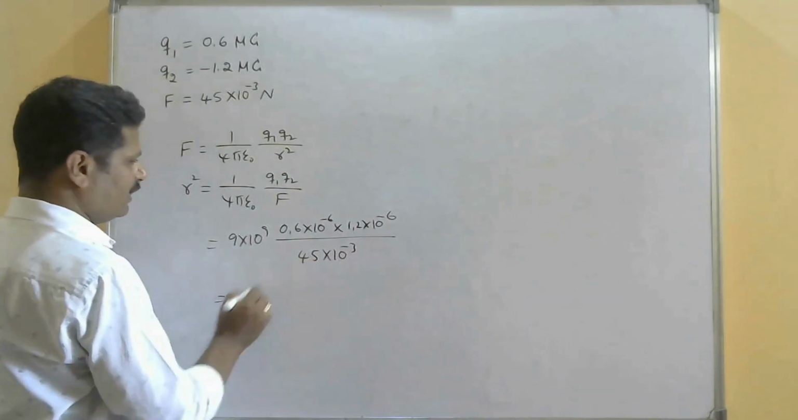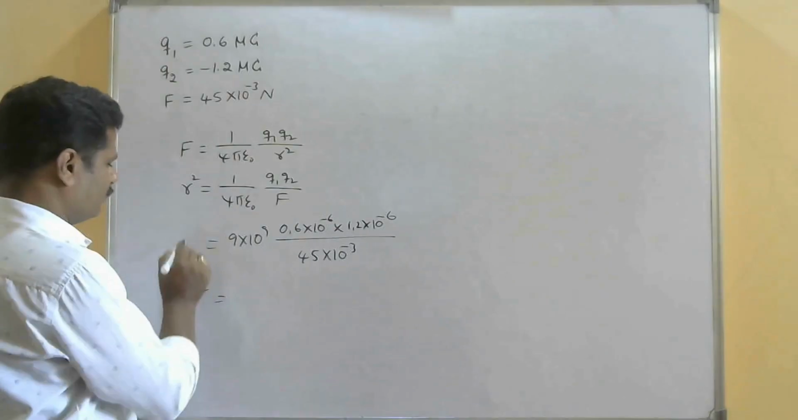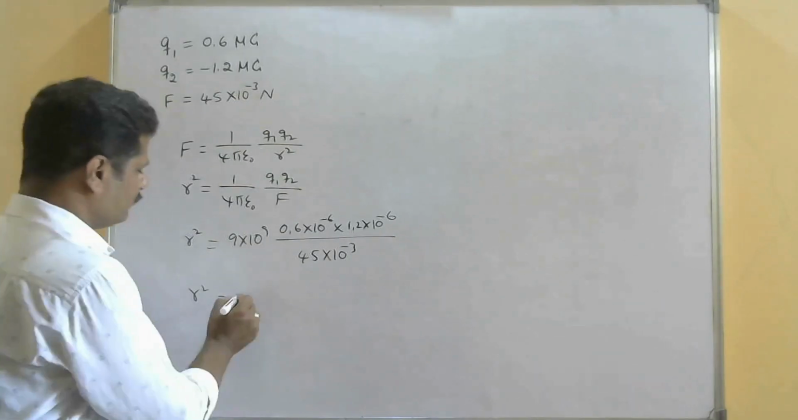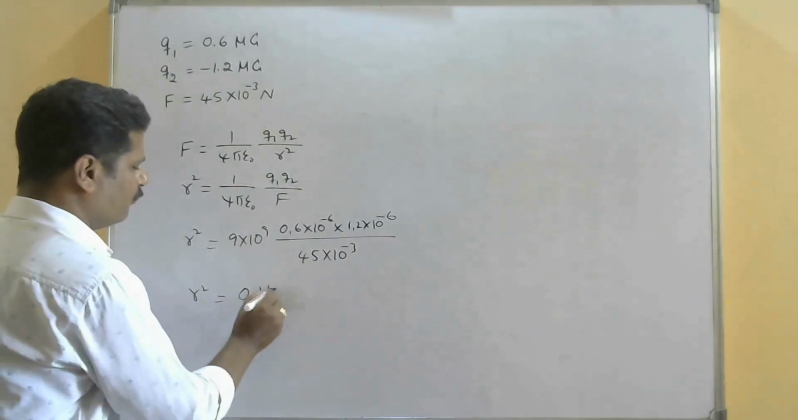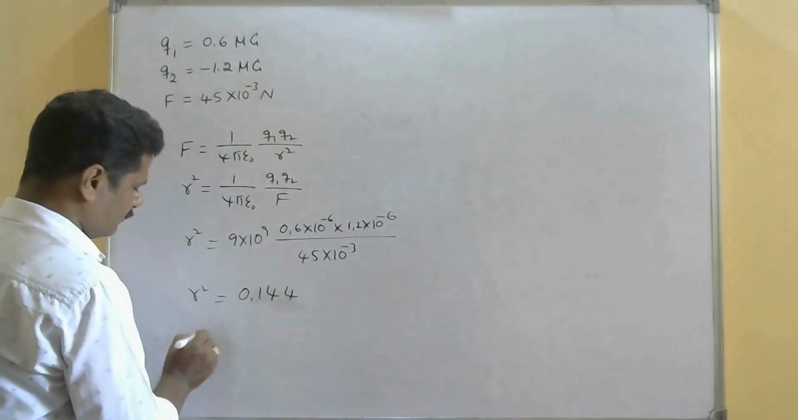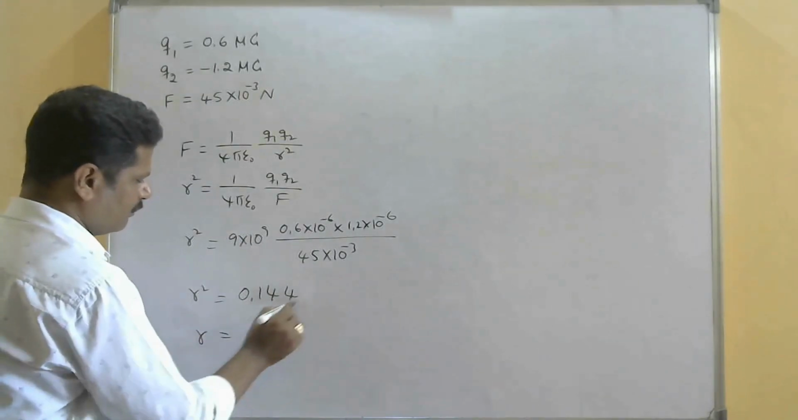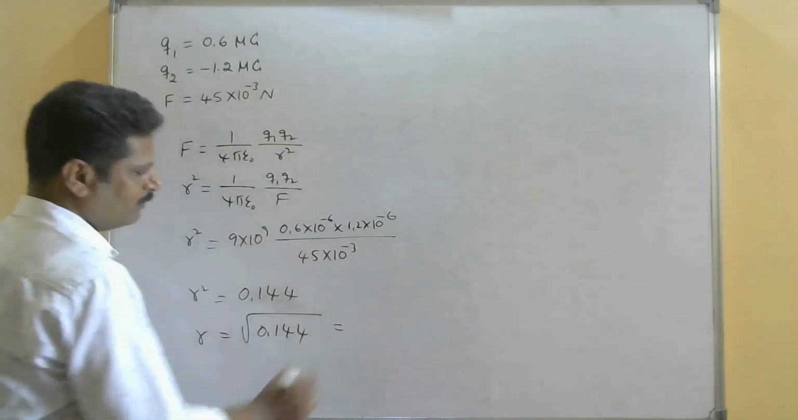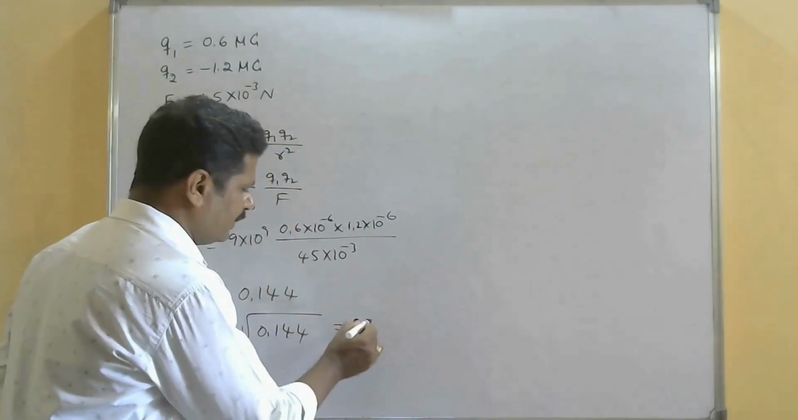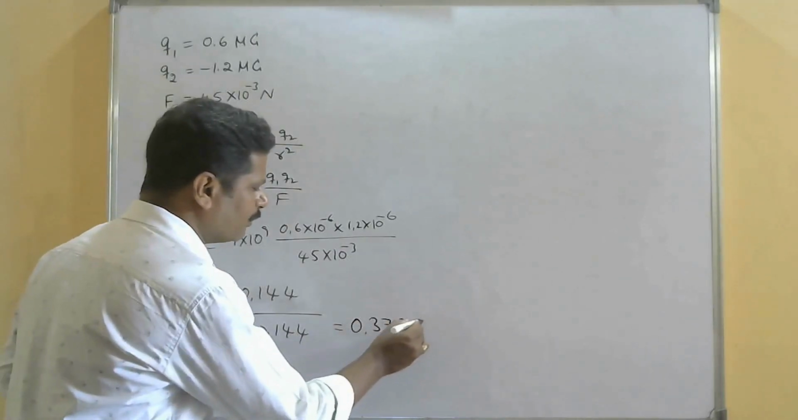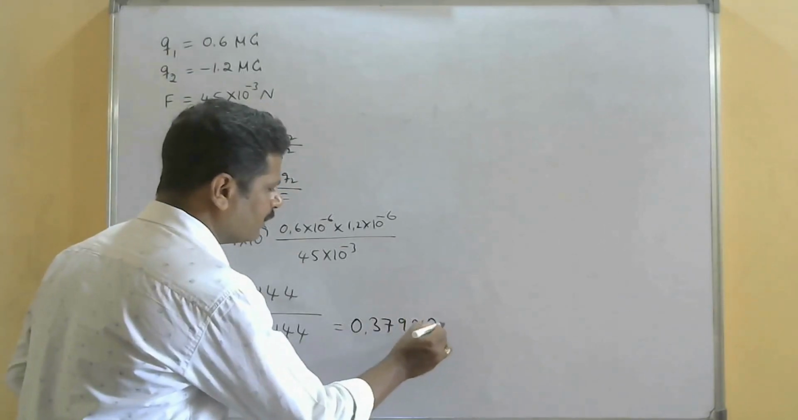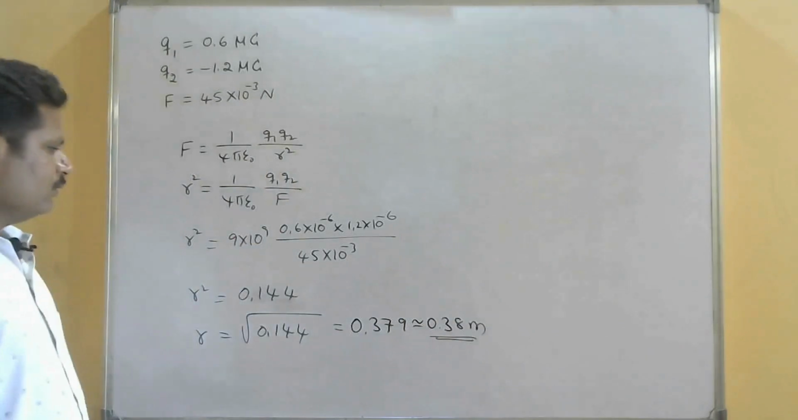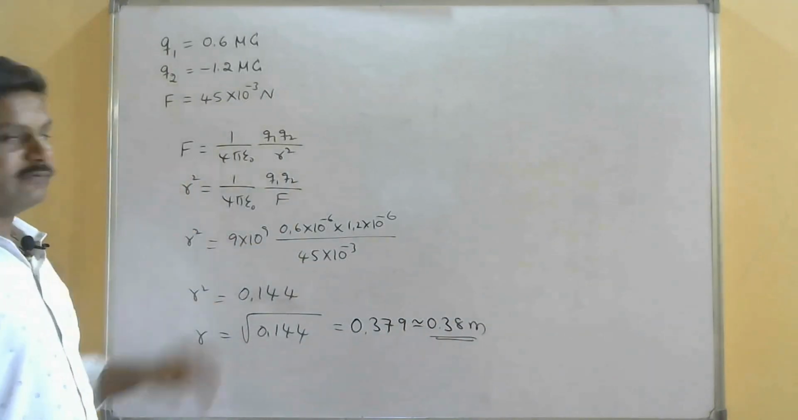On simplifying this we get r square is equal to 0.144, and r is equal to square root of 0.144. This is equal to 0.379, and approximately equal to 0.38 meter. This is the distance between the two spheres.